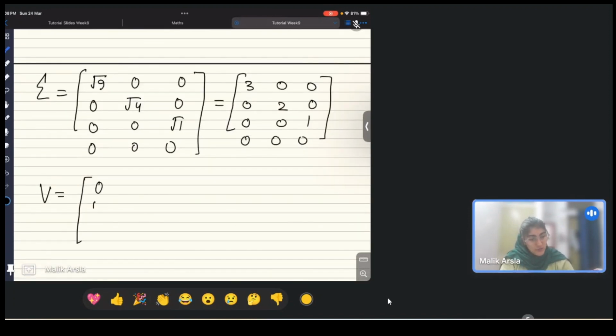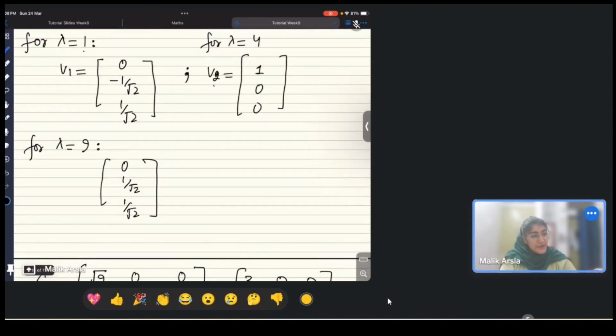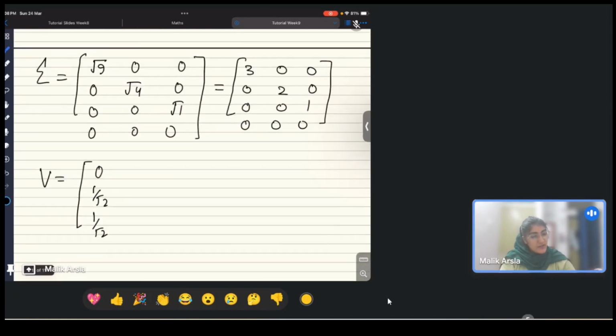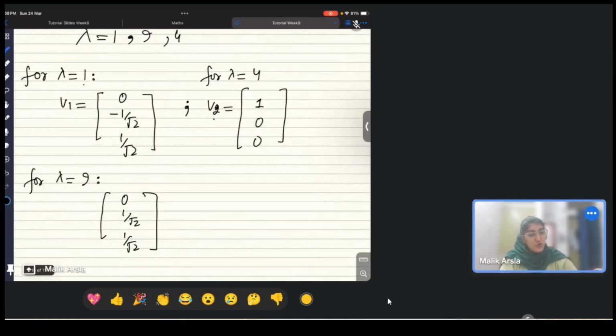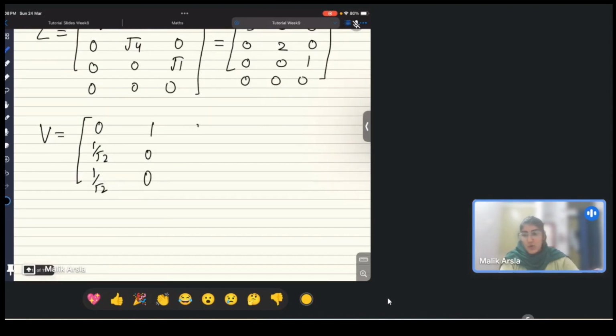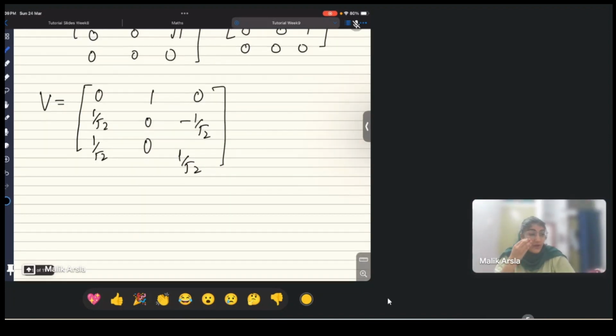So it will be 0, 1 by root 2 and 1 by root 2. Now corresponding to 2 we have 1, 0, 0, so the second vector will be 1, 0, 0. And the third is for 1, so corresponding to that, it will be 0, minus 1 by root 2 and 1 by root 2. Understood till here? Is everyone clear till here?